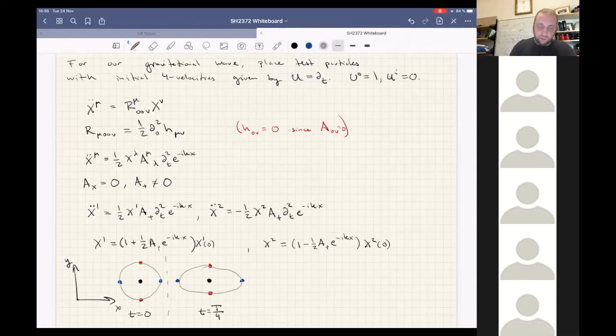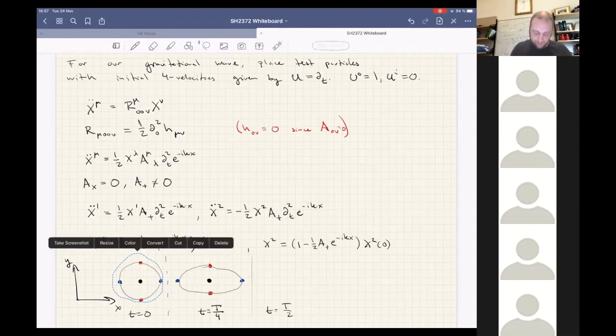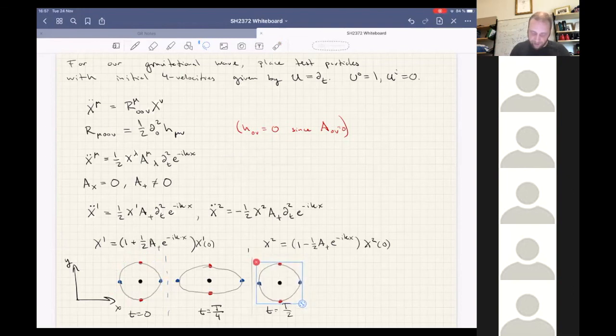If we continue moving on, so we move further to t equals half a period, then both of those oscillations are going to have gone back to the original state. So we would just copy this state here. We would have something like this at this point as well.